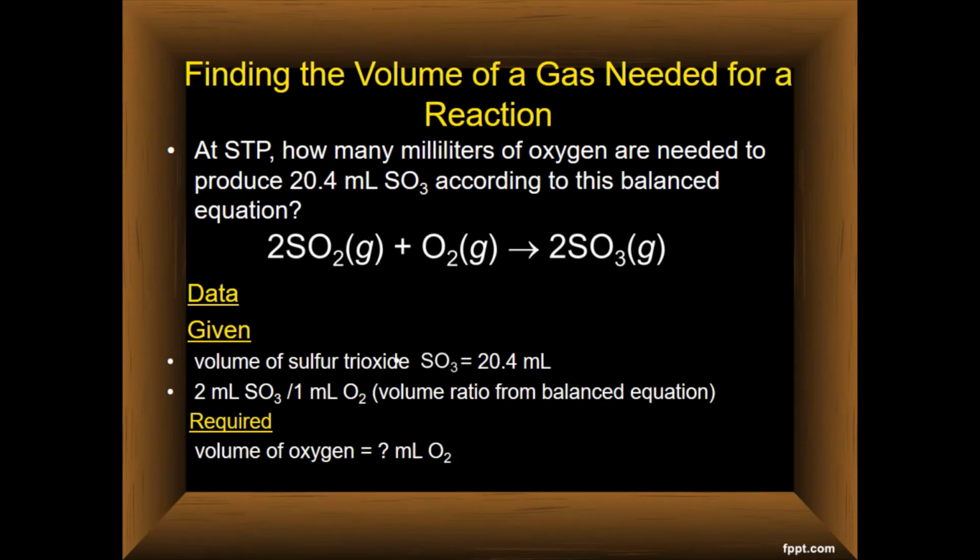Okay, now the final one. Finding the volume of a gas needed for a reaction. The question is, at STP, how many milliliters of oxygen are needed to produce 20.4 milliliters of SO3 according to this balanced equation? Now, by using this, only one thing is given: 20.4 milliliters of SO3. So volume of sulfur trioxide, which is SO3, is 20.4 milliliters.